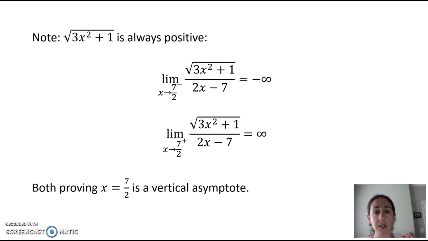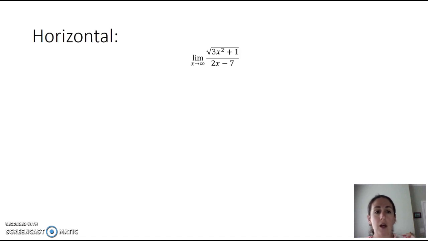Now let's talk about the horizontal asymptotes. So we need to take the limit as x approaches infinity of this function. Problem is, we can't just say this is obviously going to get very large and this is obviously going to get very large. So we have to do that little trick where we divide by the largest power of x, which in this case is just x by itself, x to the 1. So I'll divide the entire numerator by x and I'll divide the entire denominator by x.